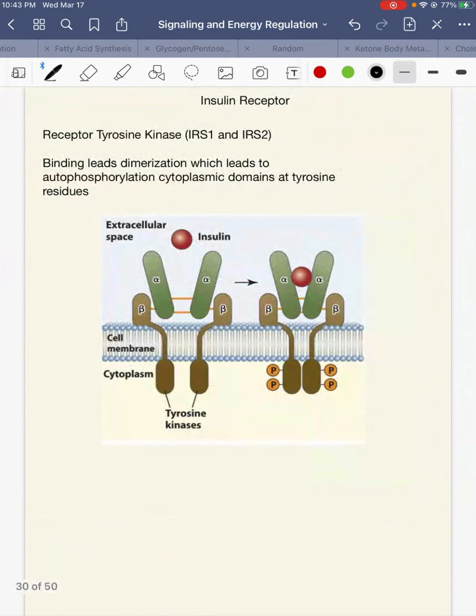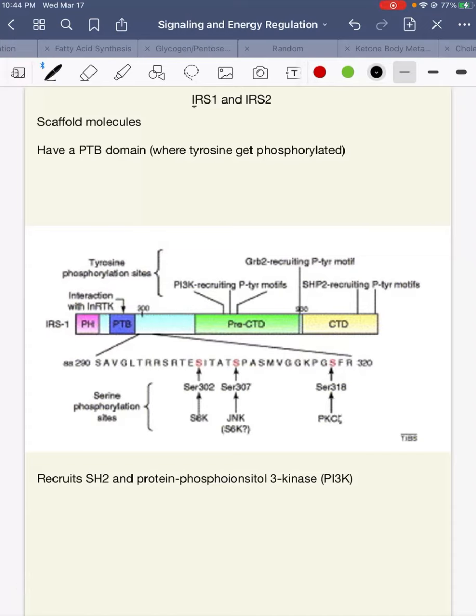Okay. So this is the insulin receptor. We already talked about the receptor tyrosine kinase. So it's a dimer. It has IRS1 and IRS2. So IRS1 is here, and IRS2 is here. When insulin binds, it dimerizes, autophosphorylates cytoplasmic domain residues of tyrosine, and then other proteins are able to bind. IRS1, IRS2, they're scaffold molecules. They have what is called the PTB domain. This is where the tyrosine gets phosphorylated.